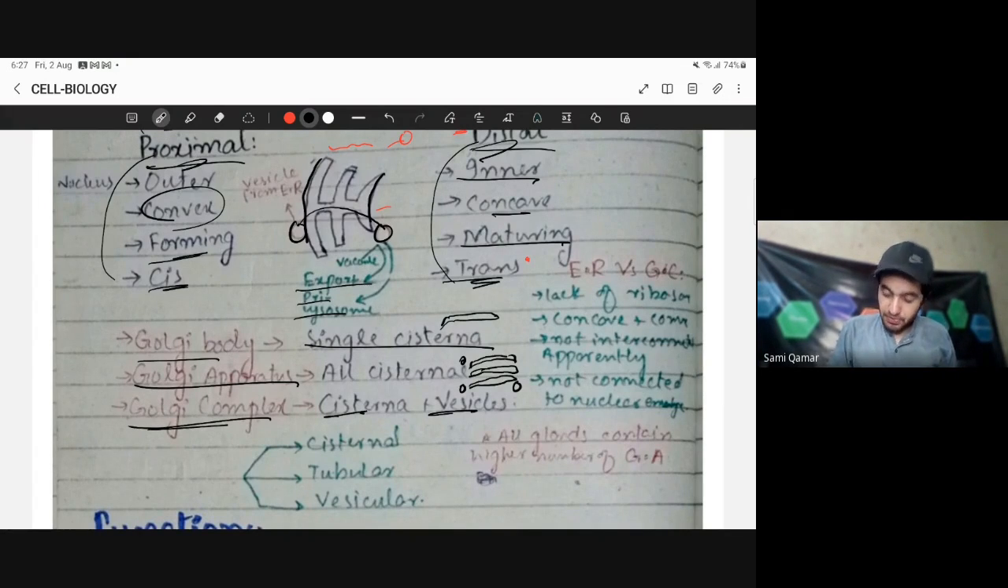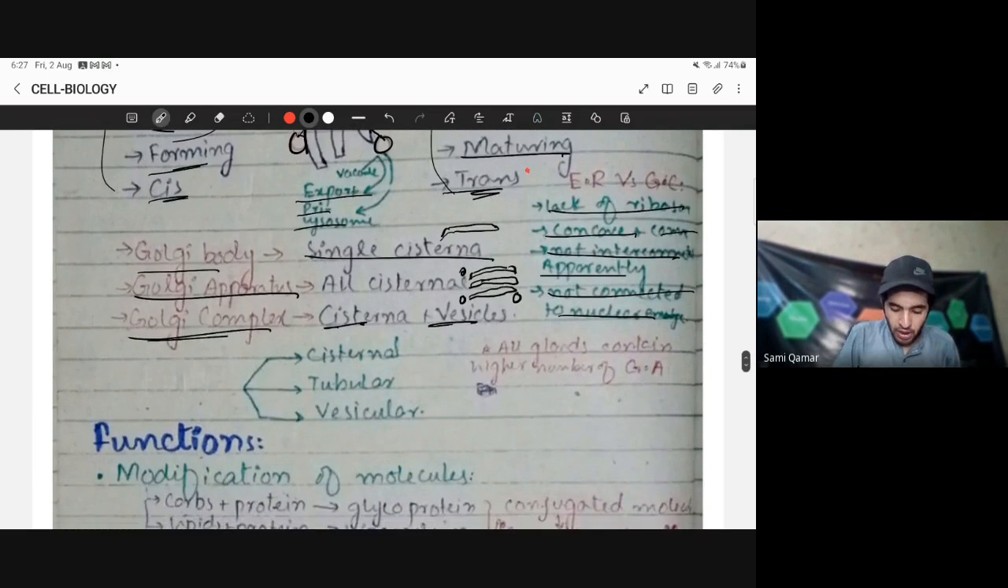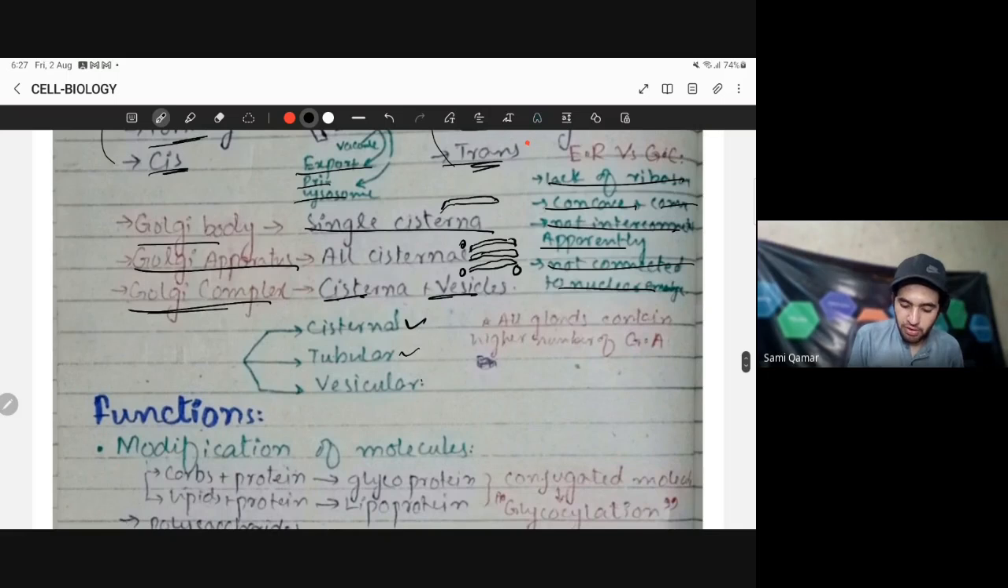An important point: endoplasmic reticulum versus Golgi complex. They don't have ribosomes. The Golgi is concave plus convex, but the endoplasmic reticulum is not. The cisternae are not interconnected and are a little separate, so they are not connected to the nucleus or the nuclear envelope. On the other hand, the endoplasmic reticulum is connected to the nuclear envelope. It can be cisternal, tubular, and vesicular. All glands, remember this.